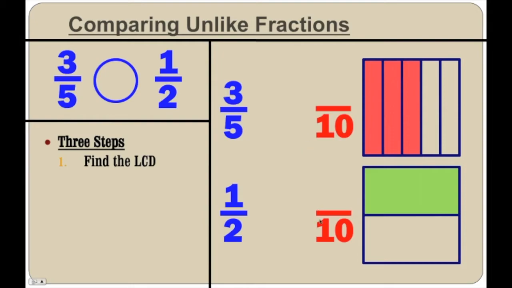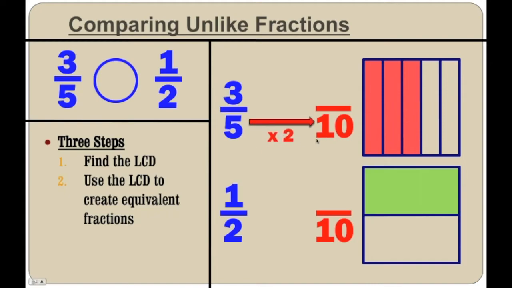So now that we've found the LCD, we can use that to create equivalent fractions. So let's try and do that. How did we go from 5 to 10? What did we multiply by? We multiplied by 2. So we'll do the same thing up top to 3, and 3 times 2 is 6. And what happens is this 3/5 actually represents 6/10 as well. Because now we have 10 total pieces, and of the 10 total pieces, 6 are shaded.